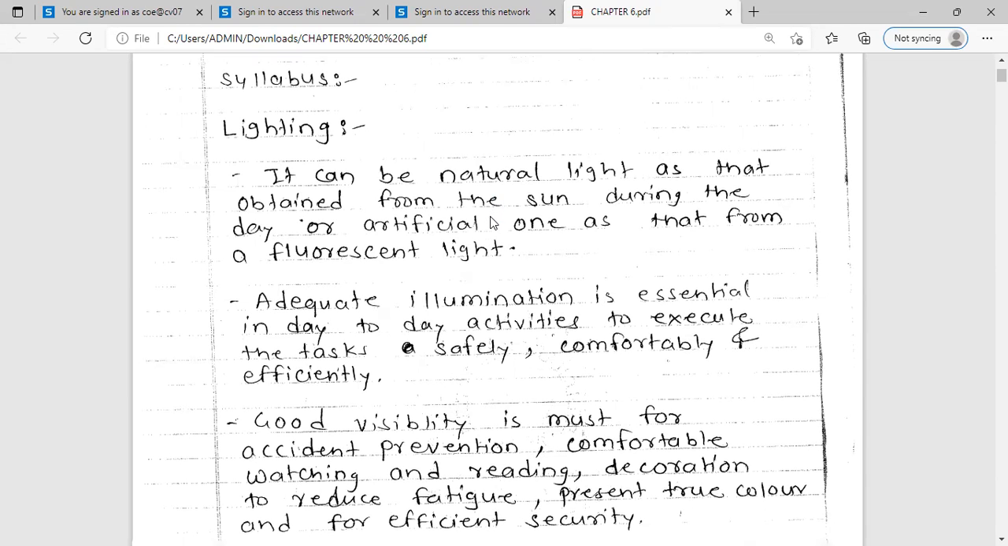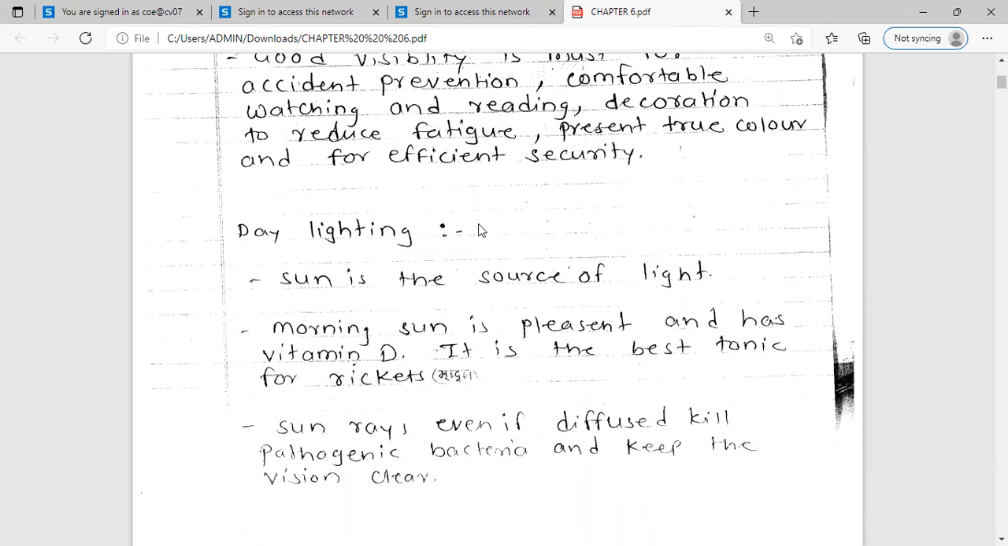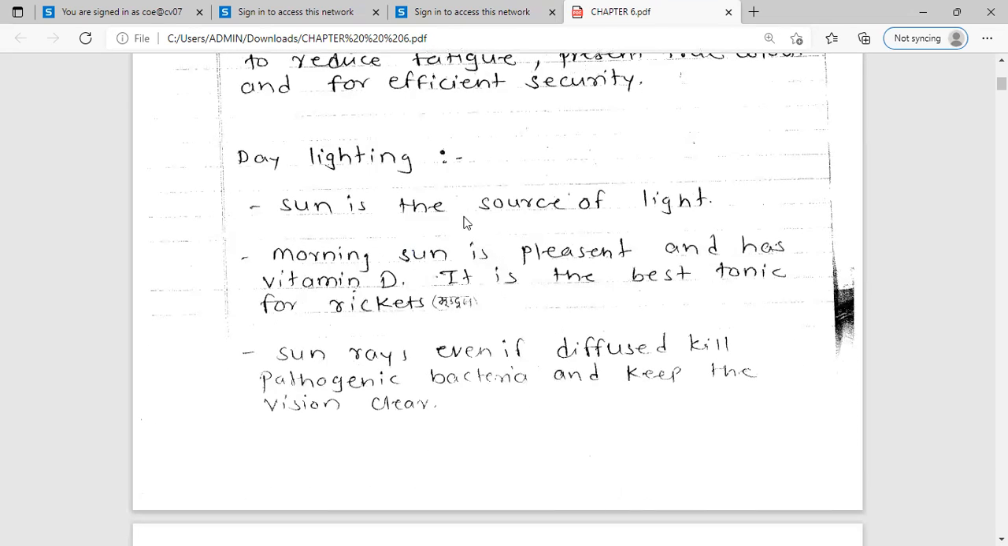Already we have discussed the necessity. Daylighting: sun is the source of light. Morning sun is pleasant and has vitamin D. It is the best tonic for rickets.